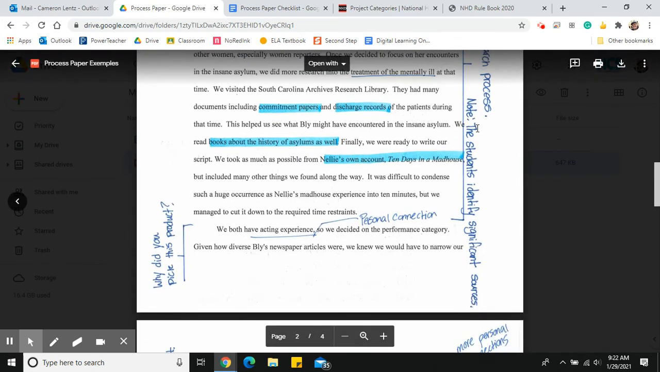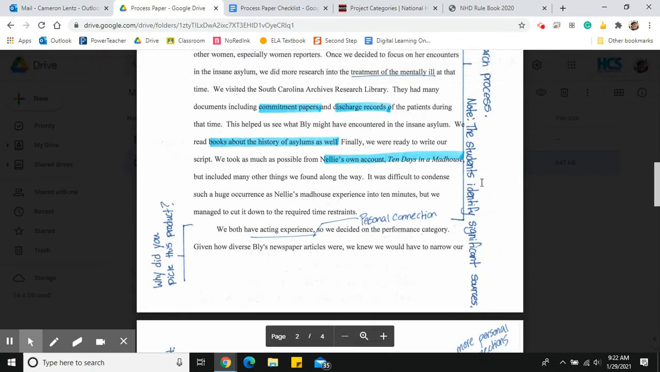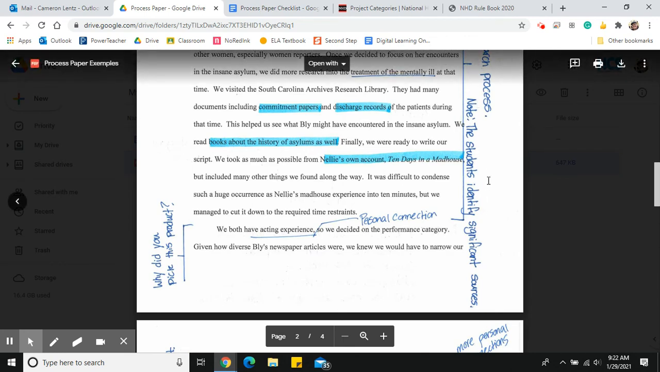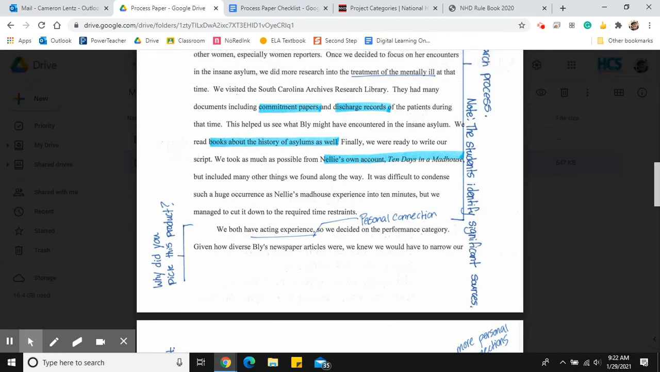And you can see here, note that the students identify the significance of their sources, why their sources were helpful. Did they present different perspectives? Did they provide primary sources? Things like that.